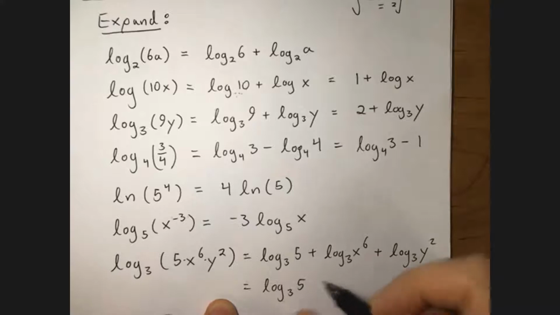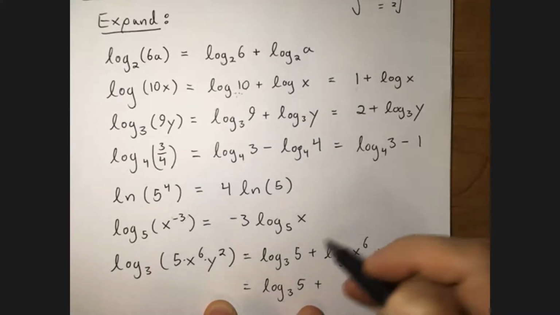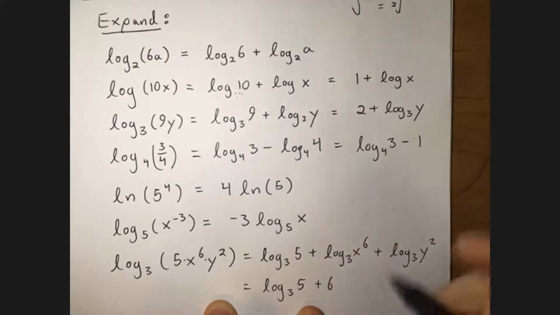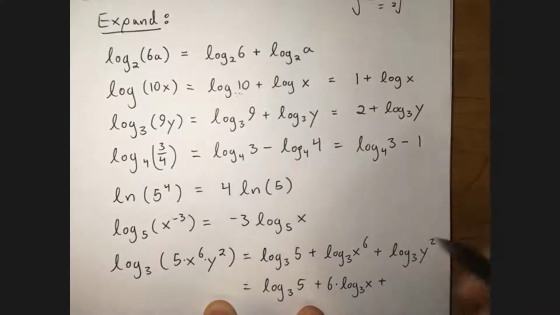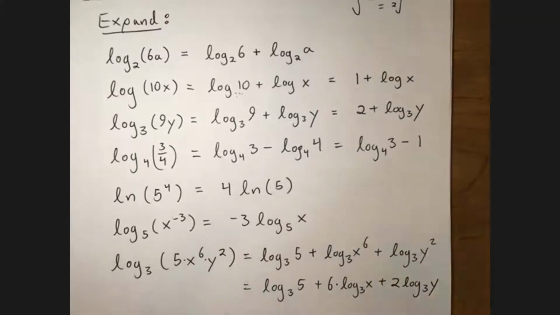Nothing I can do with this one. But I can do something here. I can bring the exponent down in front. I can write that as a product. And I can write this as a product. Check that out. So there we fully expanded it, just using the product and the power rules together.